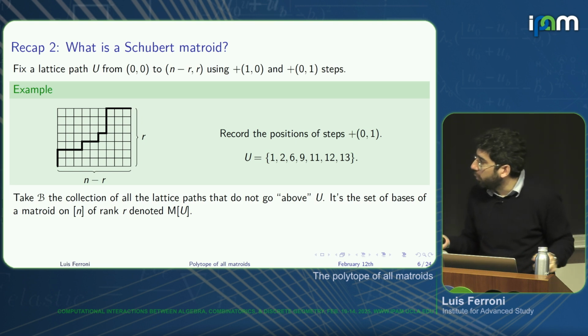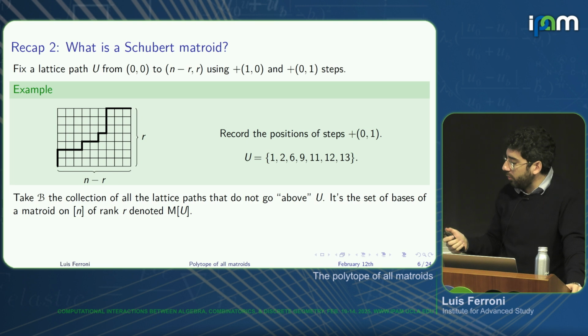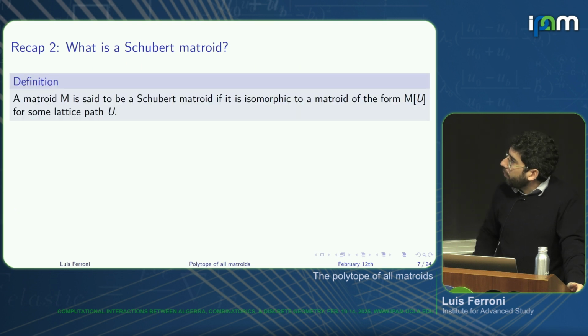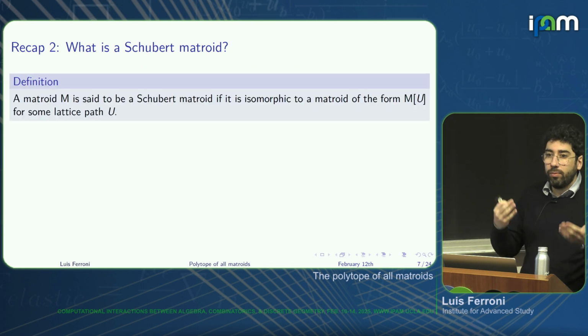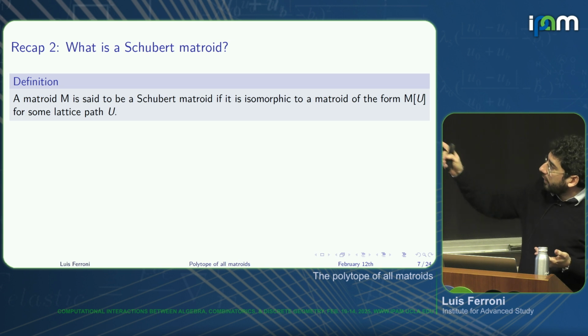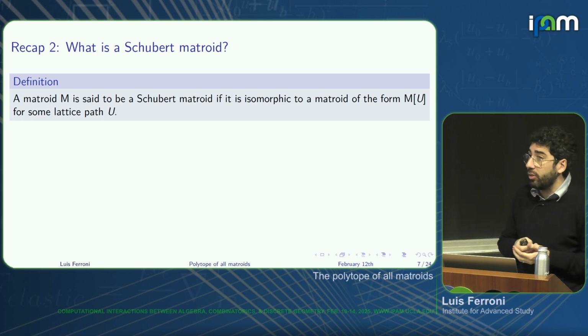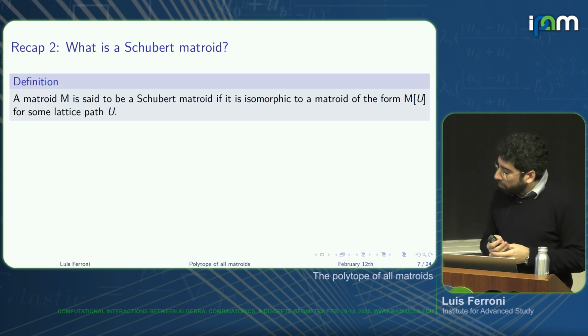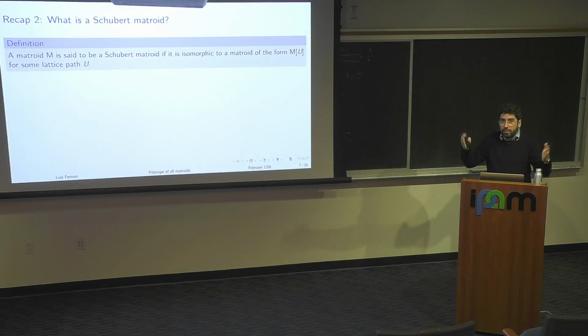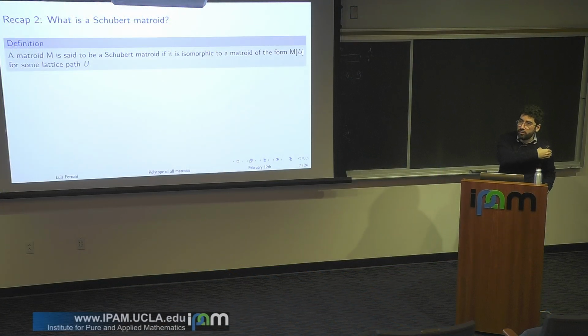So maybe if you are teaching a course in combinatorics, you can ask your students to prove that this indeed defines a matroid. And well, what's a Schubert matroid? A Schubert matroid is any matroid that is isomorphic to one of these objects. So you can find some lattice path such that if you do the construction that I just showed you, your matroid is isomorphic to this one.